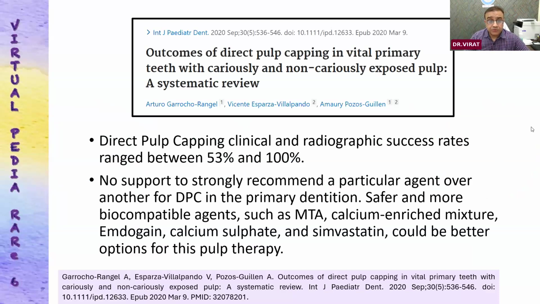So this is a systematic review wherein the authors check the outcomes of direct pulp capping in vital primary teeth with carious and non-cariously exposed pulp, and they concluded that DPC has a clinical and radiographic success rate ranging from 53 to 100%, and there is no support to strongly recommend a particular agent over another for DPC in primary dentition. However, safer and more biocompatible agents such as MTA, calcium enriched mixture, Emdogain, calcium sulfate, simvastatin could be better options for this pulp therapy.